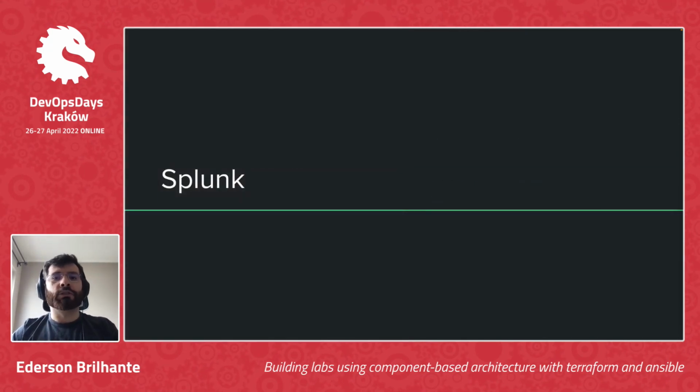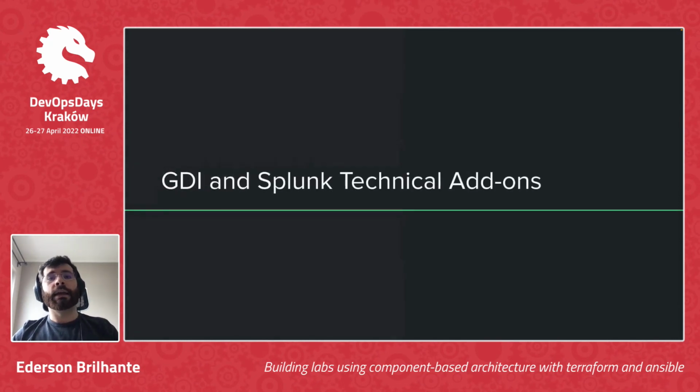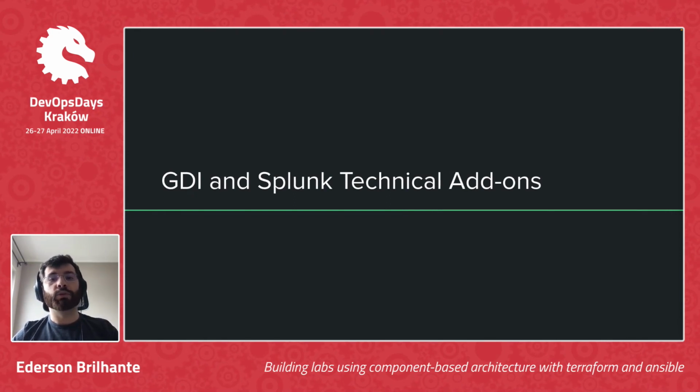Splunk. For those that don't know, Splunk is a software platform to search, analyze, and visualize machine-generated data. Inside Splunk, we have many departments. One of these departments is GDI, which means Getting Data In. This department is responsible for building products, tools, and technologies to bring data from a large number of systems and products into Splunk. Technical add-ons, also named TAs, are one of these products.